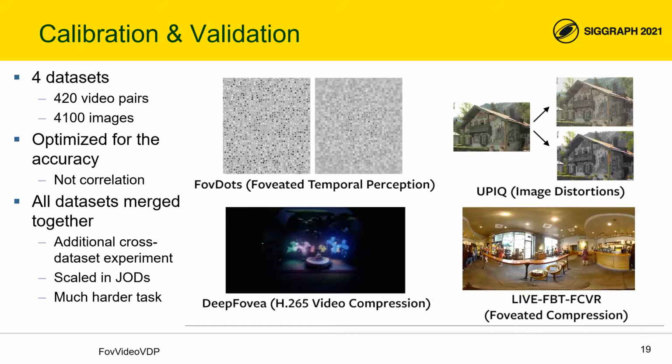We probably spent most of the time in this project on calibration, validation, and ablation studies. We use 4 datasets with over 400 videos and over 4,000 images, and most of the videos were foveated. The first dataset over here, which we call FovDots, was collected especially for the purpose of this paper. It was meant to measure the quality depending on sampling and filtering parameters, which are commonly used in foveated rendering.